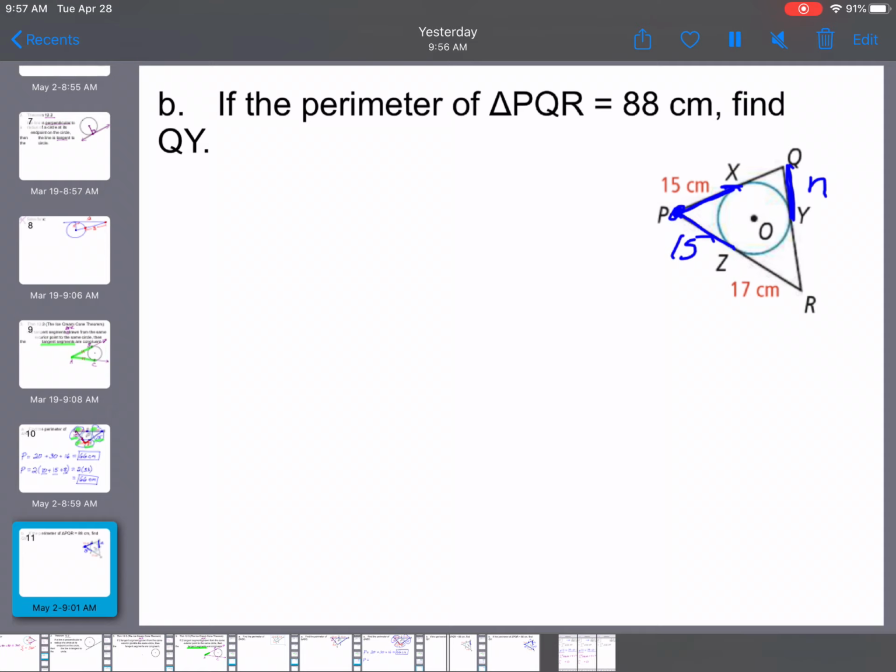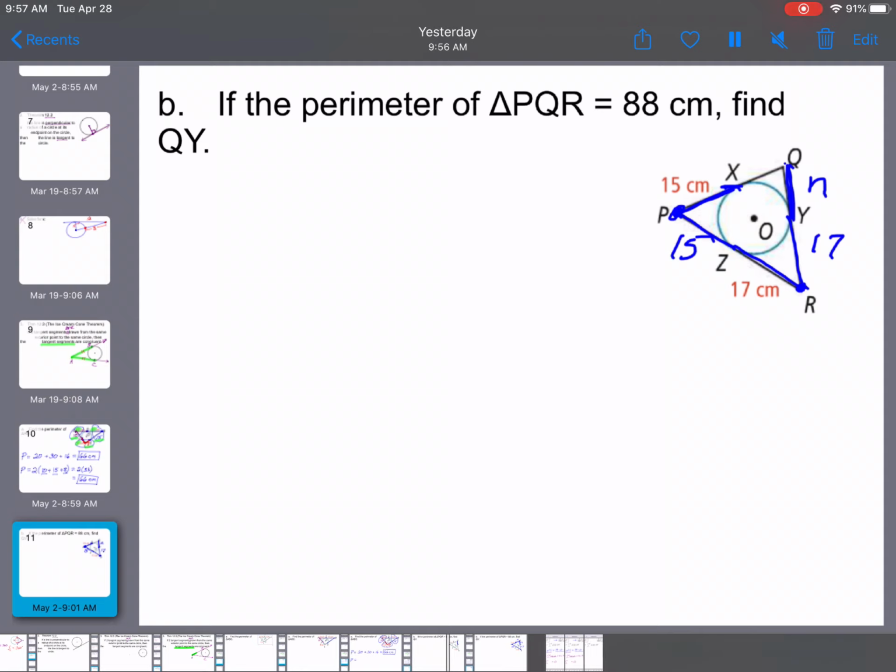But if PX is 15, PZ is going to be 15. If RZ is 17, then RY would have to be 17 as well. And here we go. If QY was N, then QX, right next to that, would have to be N as well. All based on the ice cream cone theorem here, guys, that says that 2 tangent segments from the same exterior point have to be congruent to each other. Okay, so I think we know everything we need to know to set up this problem.